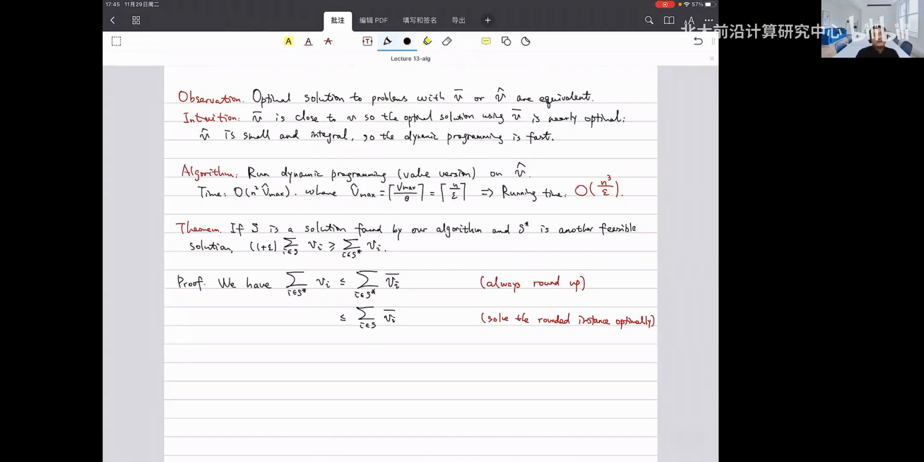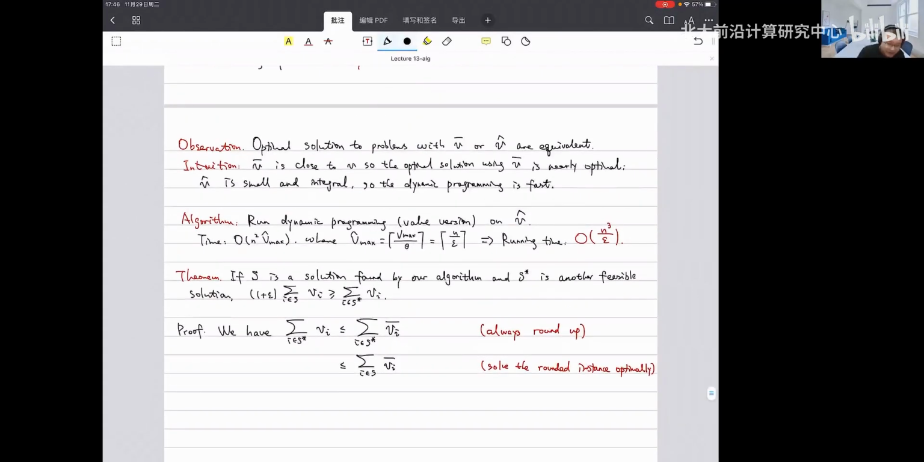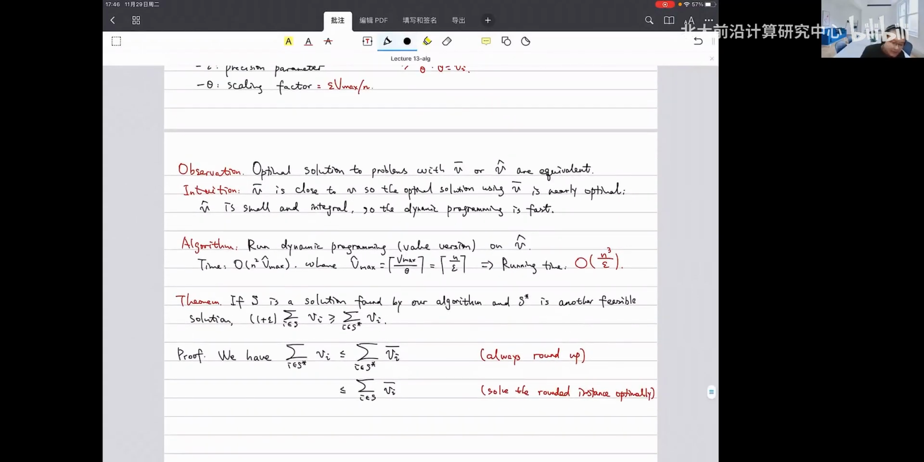And we need to further understand what is the next thing that we can talk about. Basically, we have reduced from Vi to V of S to bar Vi here. And implicitly, this is the place where we relate the problem of bar Vi to the problem of hat Vi. We utilize the fact that the rounded instance we can solve optimally, and based on our observation here, the optimal solutions to the problems with hat Vi and bar Vi are just equivalent.